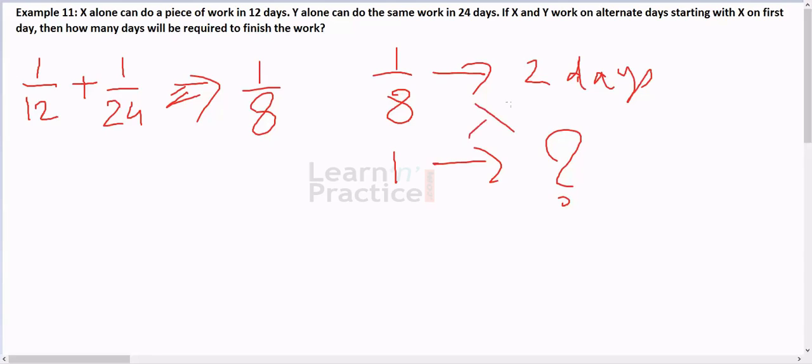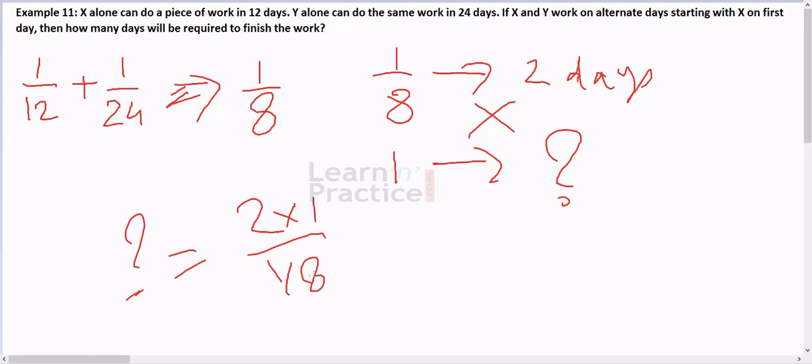Now simply cross multiply, we'll get the answer. So if we cross multiply this, this will give us 2 into 1 divided by 1 by 8, or this will give us 16 days.